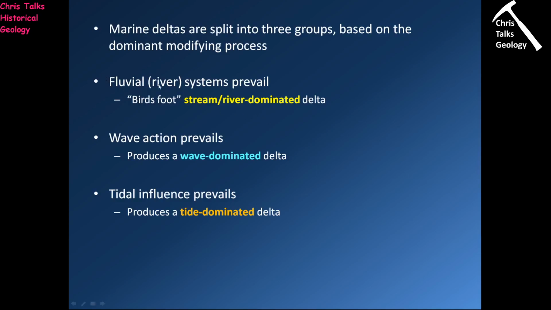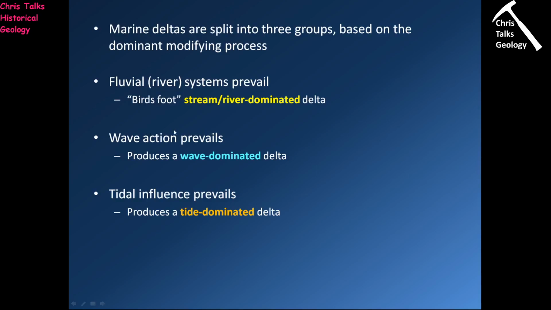So there are fluvial systems. So these are deltas where the river itself is depositing so much sediment into the system that waves and tides are not powerful enough to get rid of it. So what happens is you end up building up more and more and more sediment. And this will produce a type of delta which is sometimes referred to as a bird's foot delta, but it's more commonly known as a stream or river dominated delta.